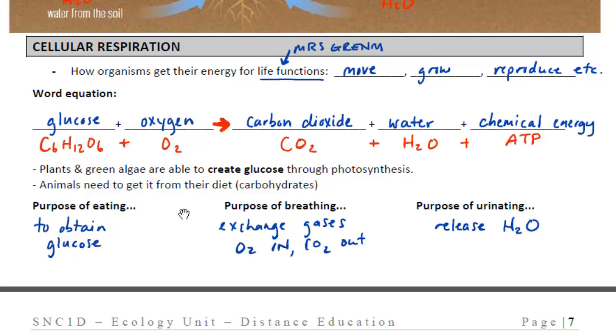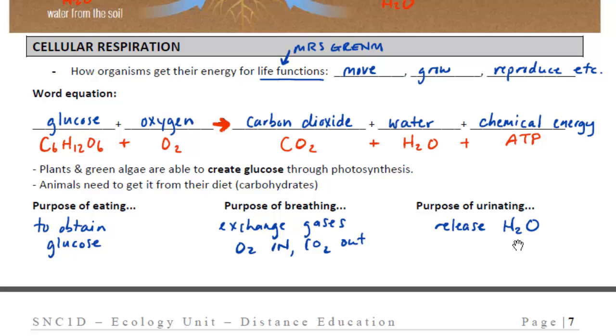So you probably never thought about this before, but the actual point of eating is so that you can get glucose in your diet, because you need to be able to go through cellular respiration. The purpose of breathing is to exchange the gases. You need extra O2 to come in, and you need to get rid of the carbon dioxide that you created in cellular respiration. And then the actual purpose of urinating, among other things of trying to get rid of other waste products that your body makes, you're releasing that extra water that you've just produced.